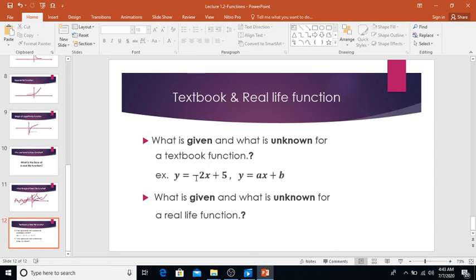In textbook function, we face, suppose, y equal to minus 2x plus 5, or in general this is y equal to ax plus b. But in that case, in textbook function which we face, what is given, what is unknown? You can see a and b, these are parameters, these are given. Minus 2 and plus 5, these are parameters. Parameters are given, and here unknown are independent and dependent variables. But at real life function, we will see a different scenario. At next lecture, we will explain in detail.